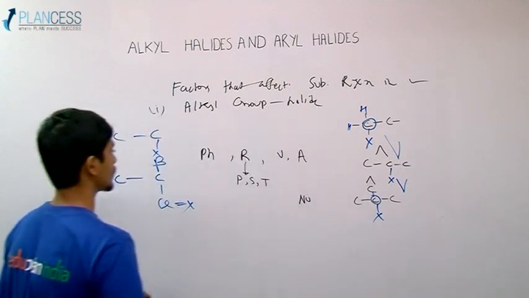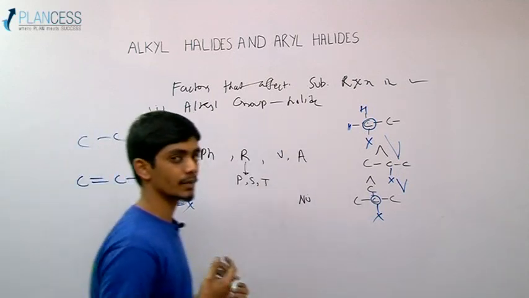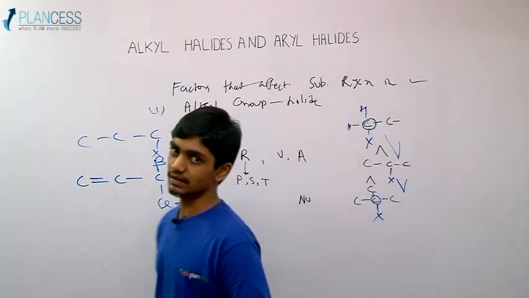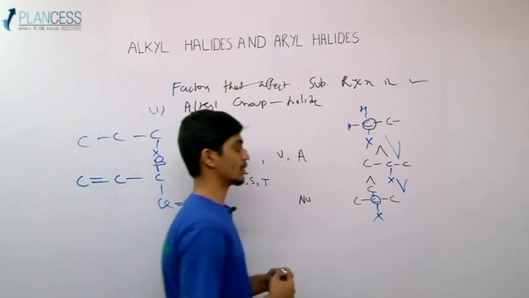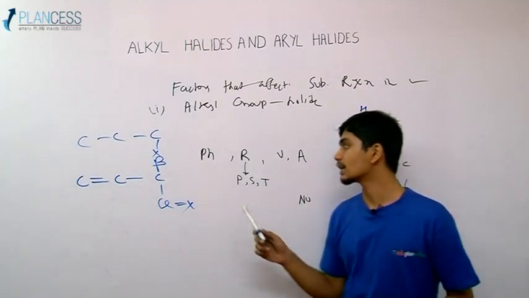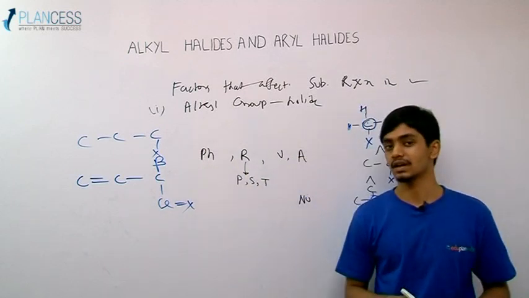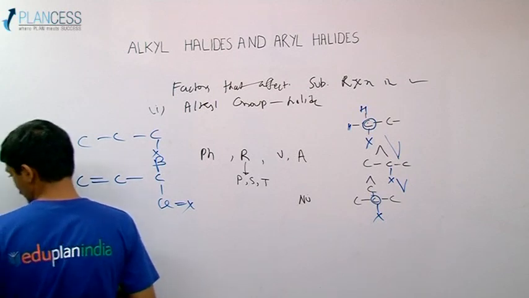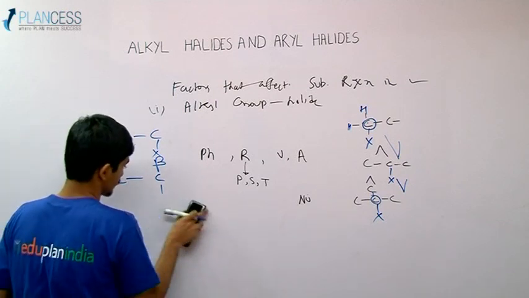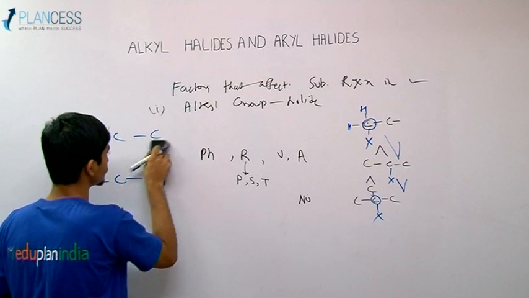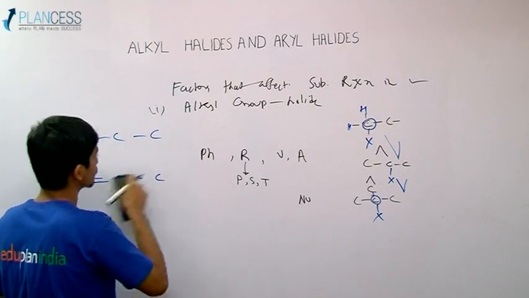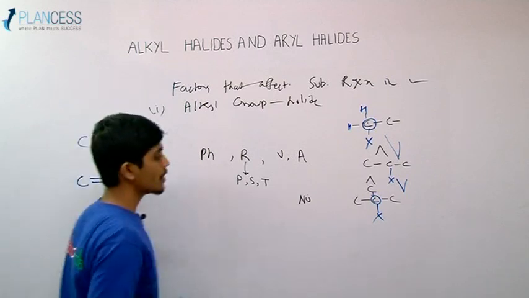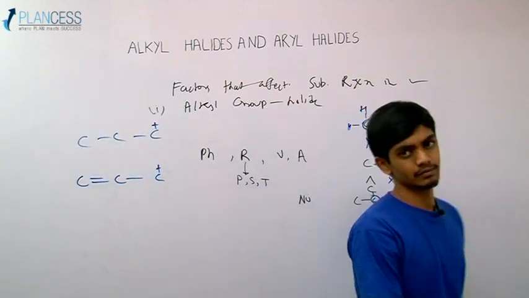Now, SN1, what is the first step? That is the formation of the intermediate. So we need to compare the stability of the carbocation in the two cases to understand what is the effect of the vinylic, the allylic and the normal alkyl halide. So, if you form the carbocation in this case, we will see that this carbocation is like this. This carbocation forms over here.